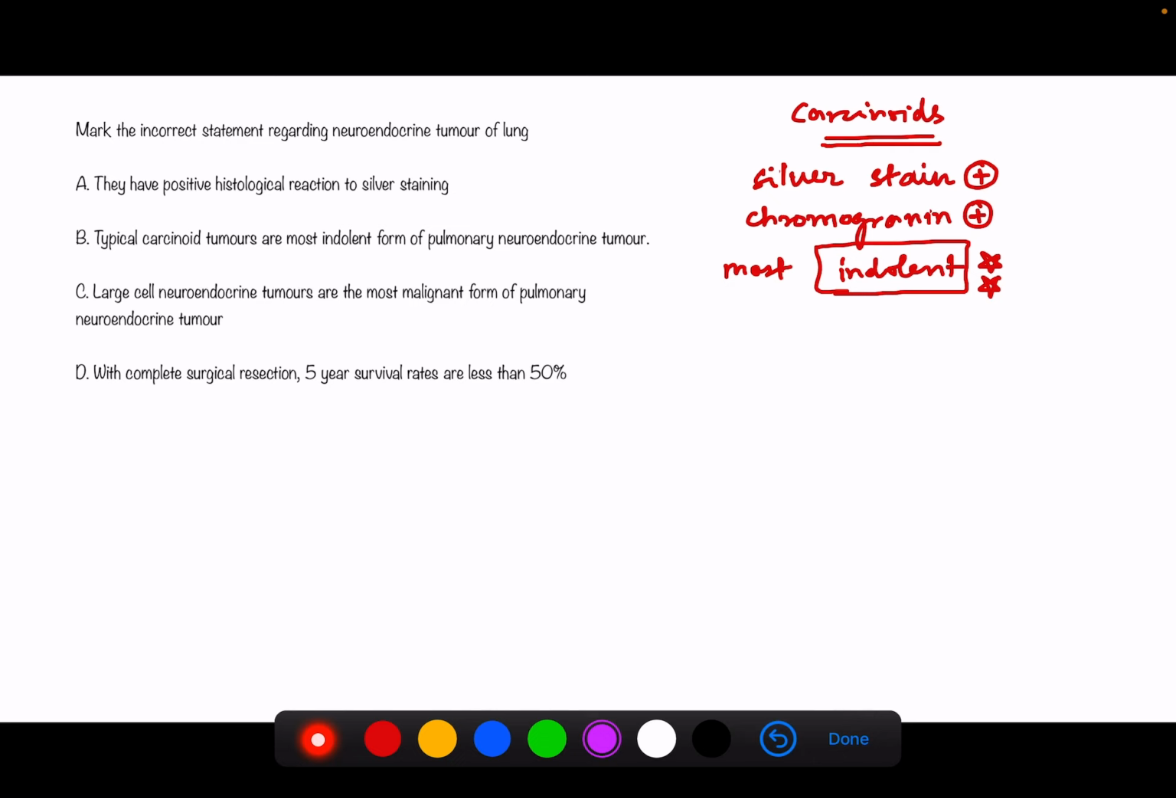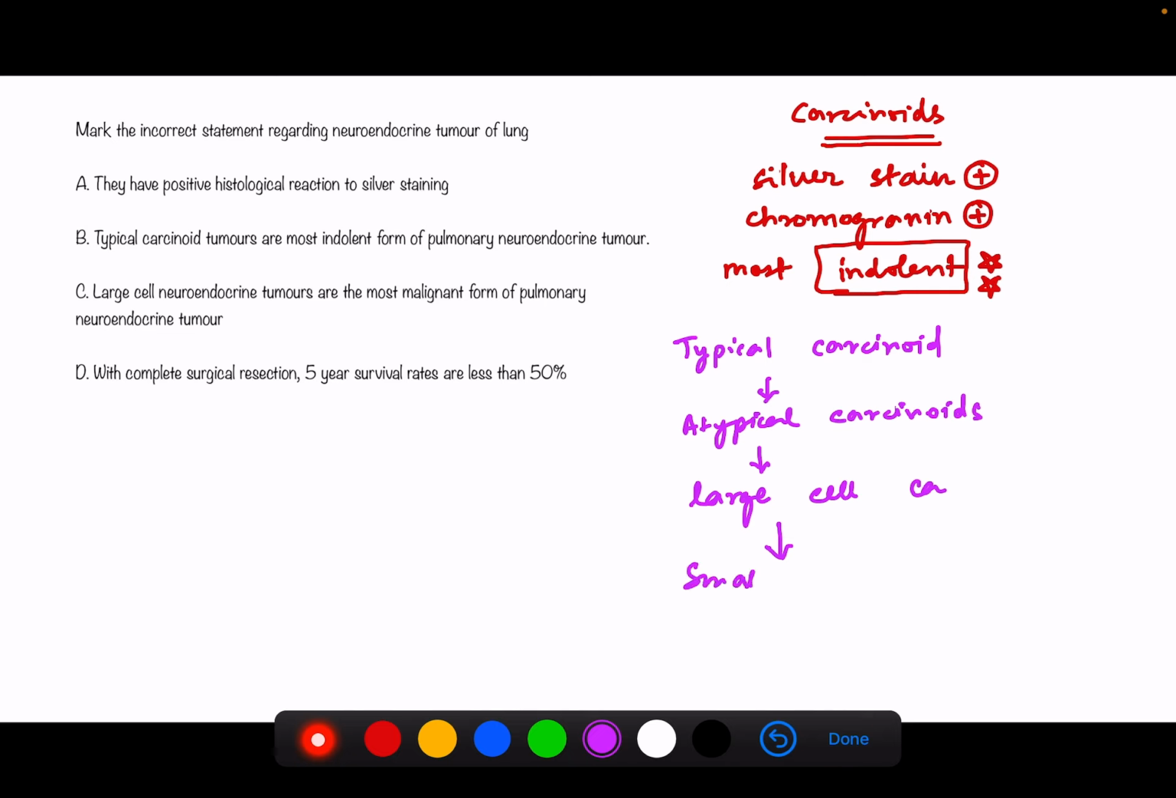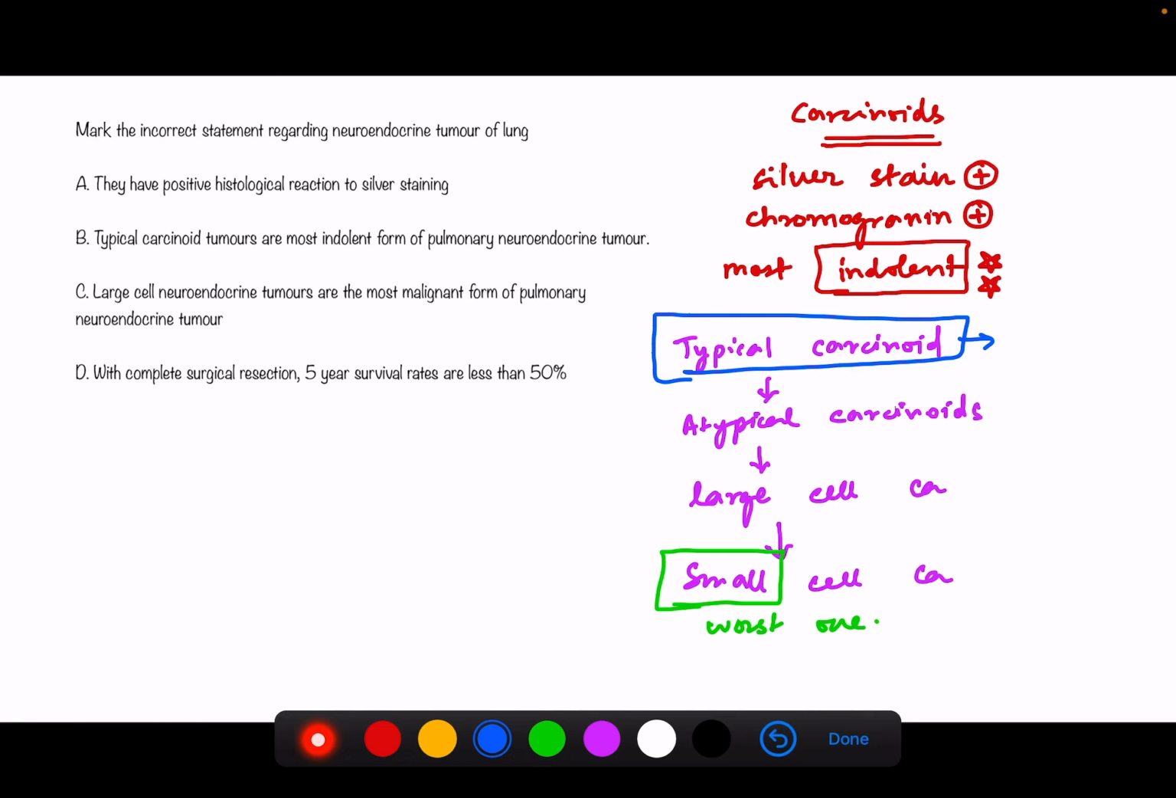We need to know that these carcinoids fall into a spectrum, that is the different kinds of neuroendocrine tumor. The spectrum starts with typical carcinoid being the most indolent, followed by atypical carcinoids, slightly worse, followed by large cell cancer, followed by the worst, that is the small cell cancer. We can remember that the smallest one is the worst one. And if we talk about typical carcinoids, if we do a proper resection, then 85 to 95% of the patients have a 5-year survival.